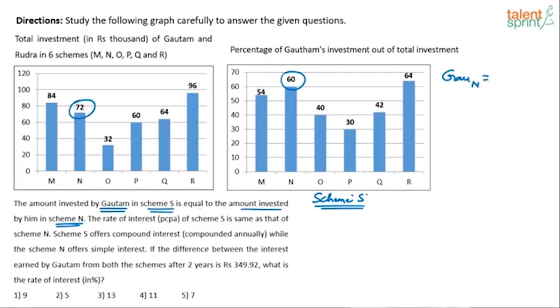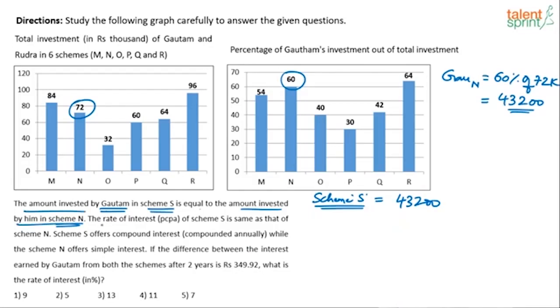Gautam in scheme N is how much? 60% of 72k, right? How much will that be? 50% plus 10%, so 36,000 plus 7,200, 43,200. This is done. So the amount invested in scheme S by Gautam is also the same, 43,200, because that's what it says. The amount invested by Gautam in scheme S is equal to the amount invested by him in scheme N. So this first part is done.